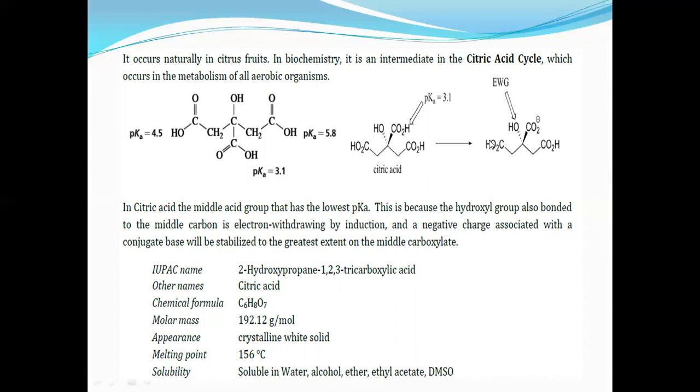So these are some of the resonating forms of the citric acid molecule. In citric acid, the middle acid group has the lowest pKa value. This is because the hydroxyl group also bonded to the middle carbon is electron withdrawing by induction. And the negative charge which is associated with the conjugate base of the citric acid molecule will stabilize the carboxylate ion of citric acid molecule.